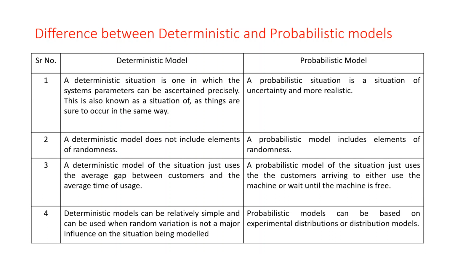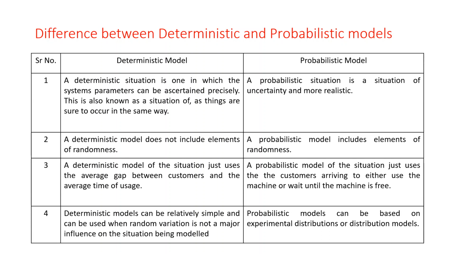So the probabilistic model is one which incorporates some aspect of random variation. But in a deterministic model, we get the same situation and the same result. In a probabilistic model, we get the same situation but a different result. The next is that a deterministic model of the situation just uses the average gap between the customers and the average time of use. And the probabilistic model of the situation uses customers arriving to either use the machine or wait until the machine is free.